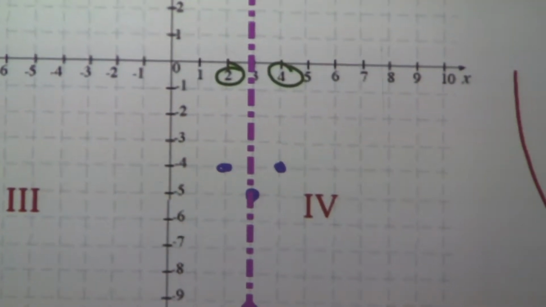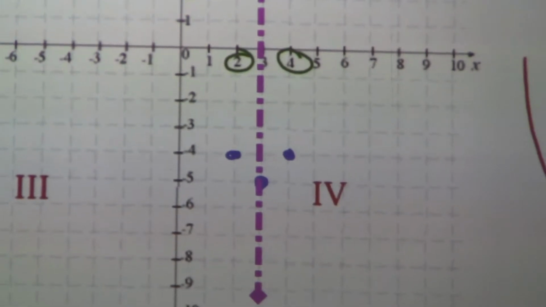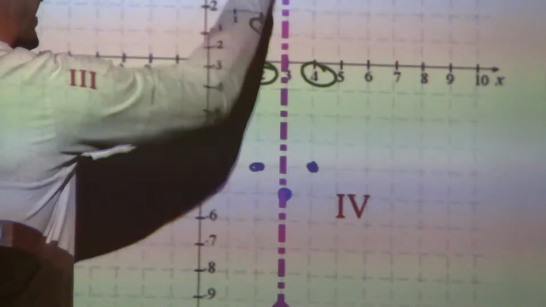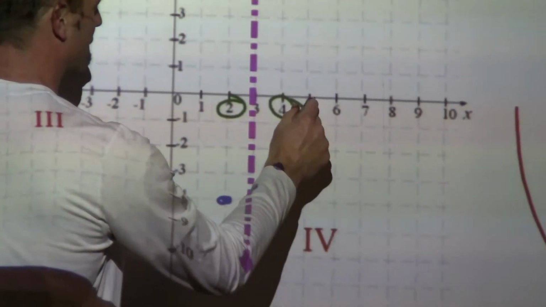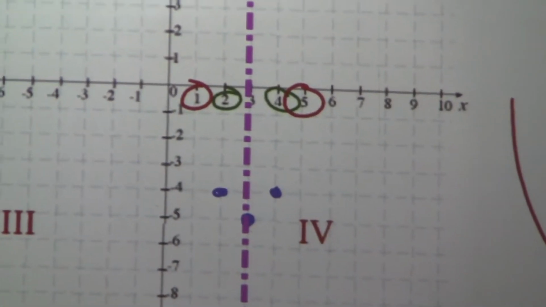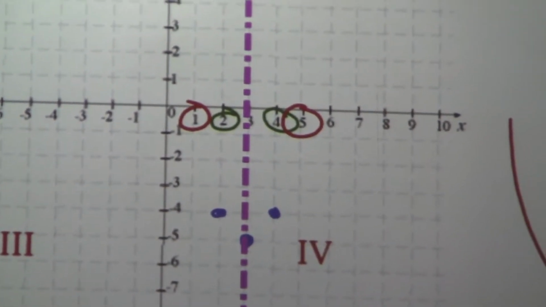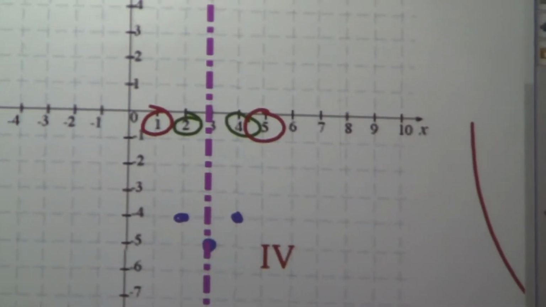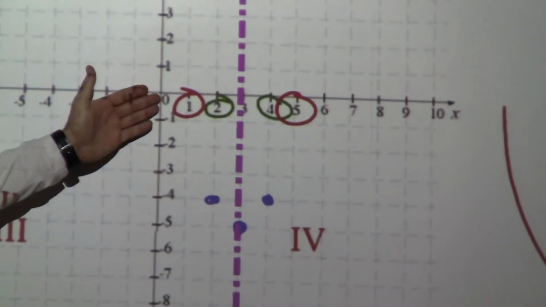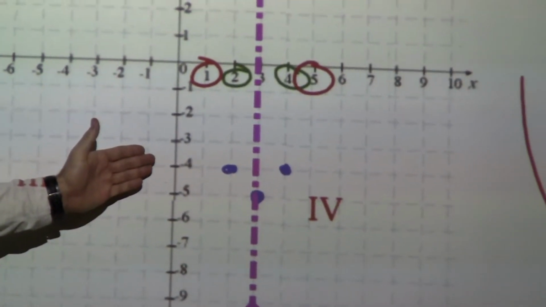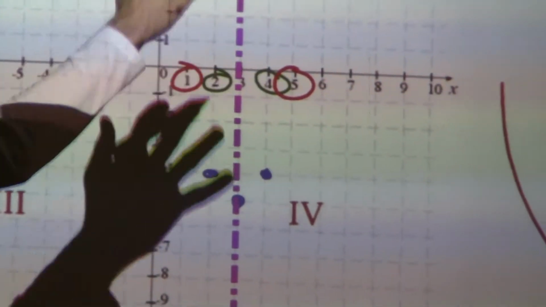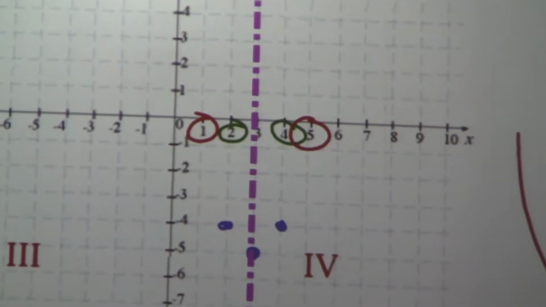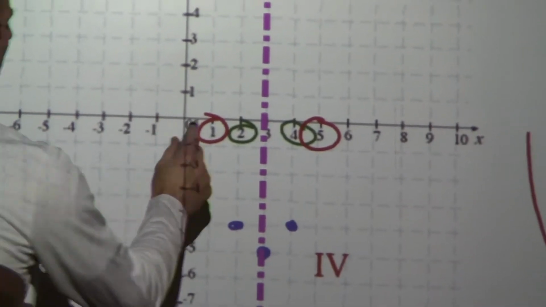2 pairs. We have 1 pair. We need another pair. So I'm going to use the next value of x away from the axis of symmetry. I'm going to use 5 and 1. Do I have to use 5 and 1? No. I do not. You could use 0. But sometimes they may be so big and far away that we can't find the graph. You know what I'm saying? So it really doesn't matter what you plug in.